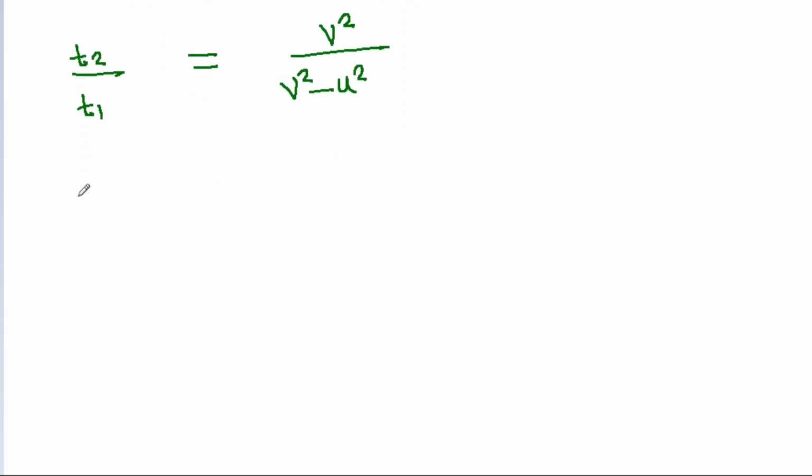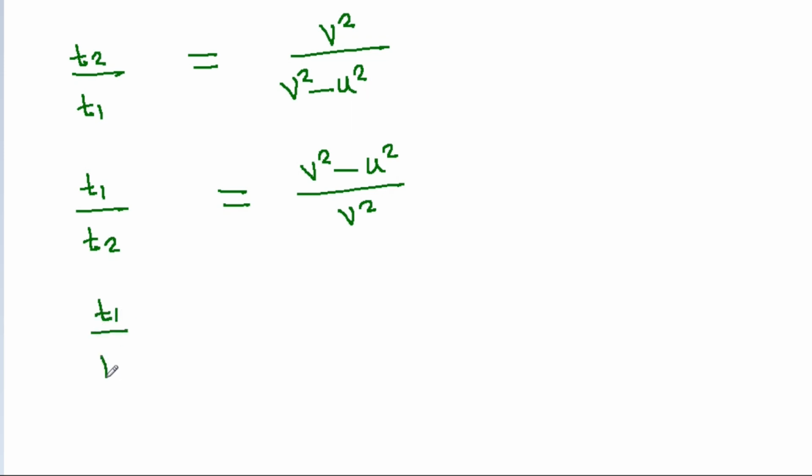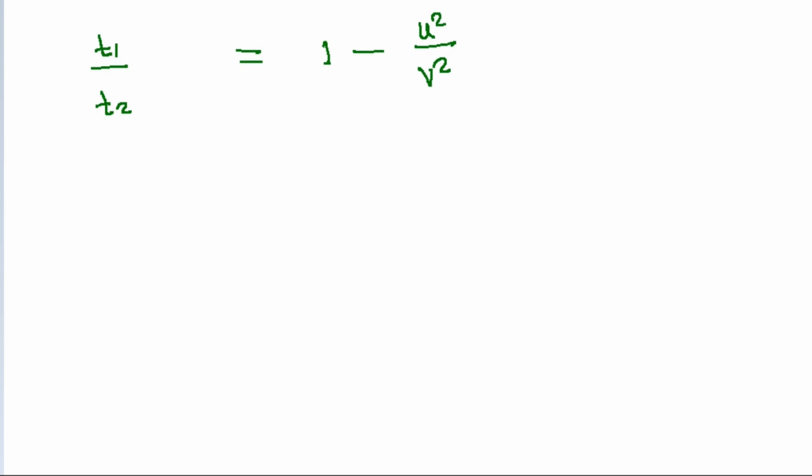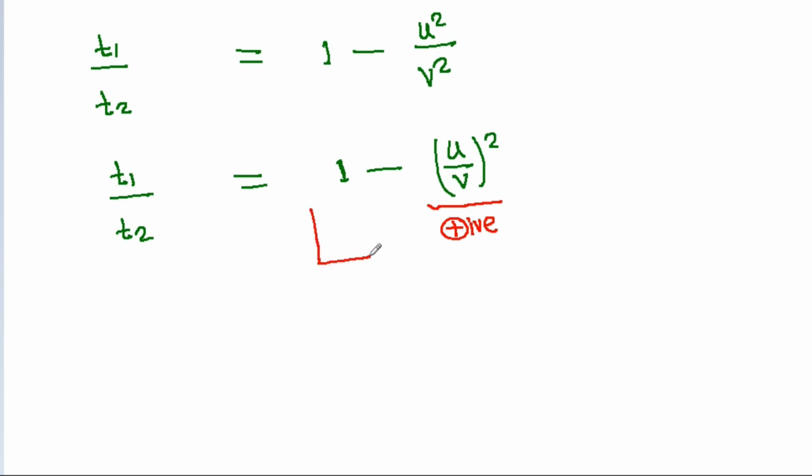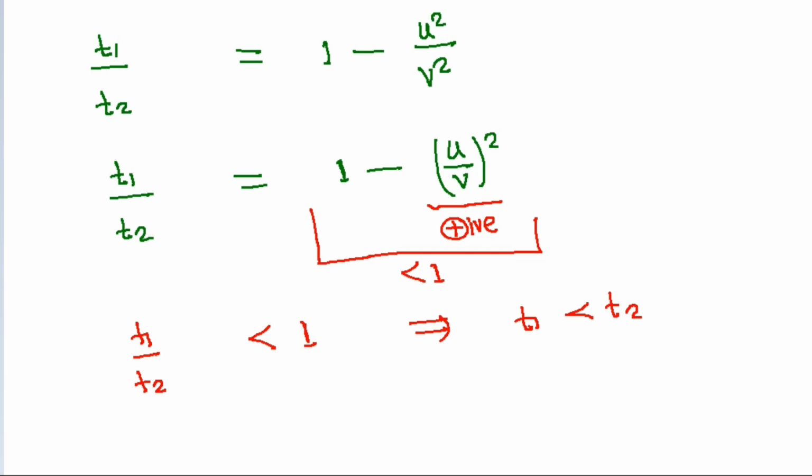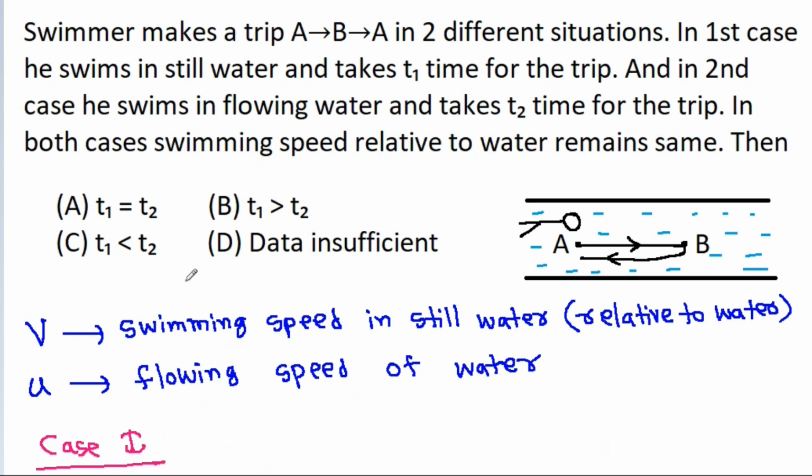and T1 by T2 will be equal to V square minus U square by V square, and T1 by T2 is equal to V square by V square, which will be 1, minus U square by V square, and T1 by T2 is equal to 1 minus U by V whole square, and U by V whole square will be positive. That means 1 minus some positive will be less than 1. So T1 by T2 is less than 1. This implies T1 is less than T2. So the correct option is option C.